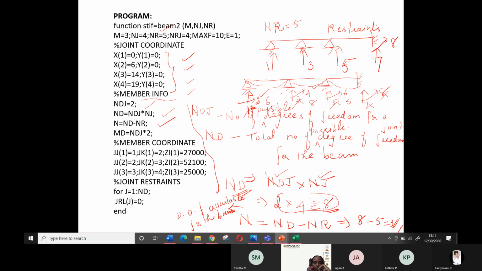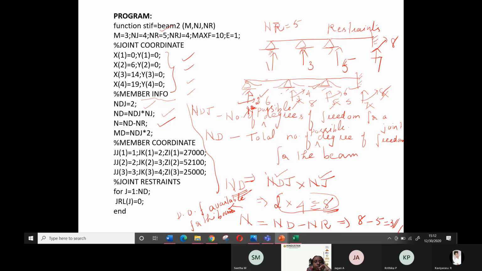For calculating N, we need the number of possible degrees of freedom for a structure, and NR is the number of restraints for the structure. The opposite word for freedom is restraints. So the number of restraints we calculated initially and gave, that is NR equal to 5. Number of restraint joints is equal to 4. So initial things only you may get confused. So what are the things you remember?